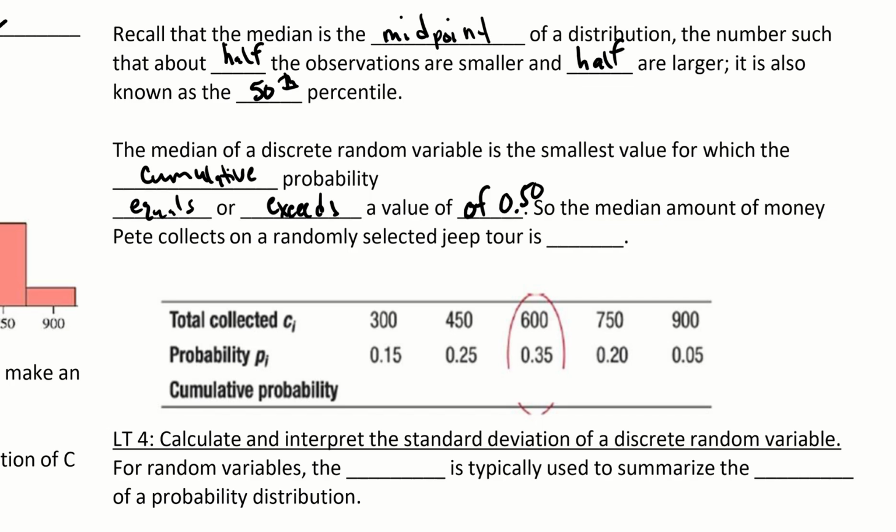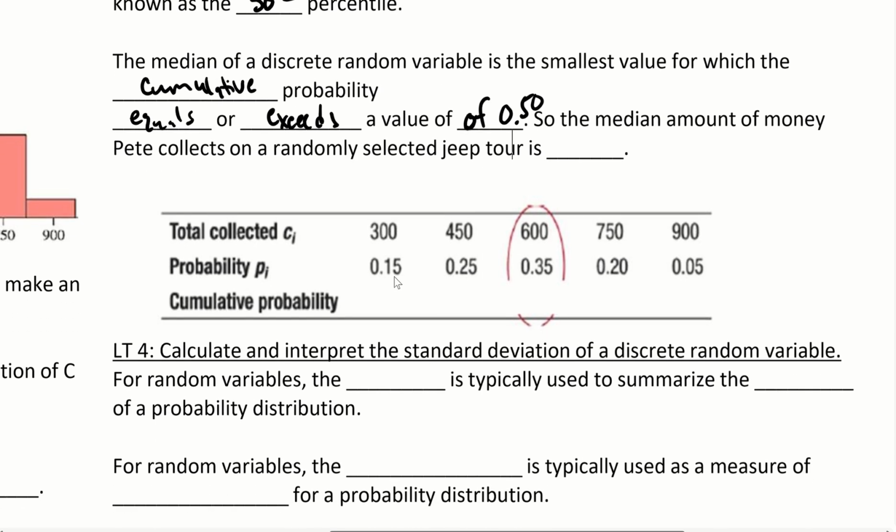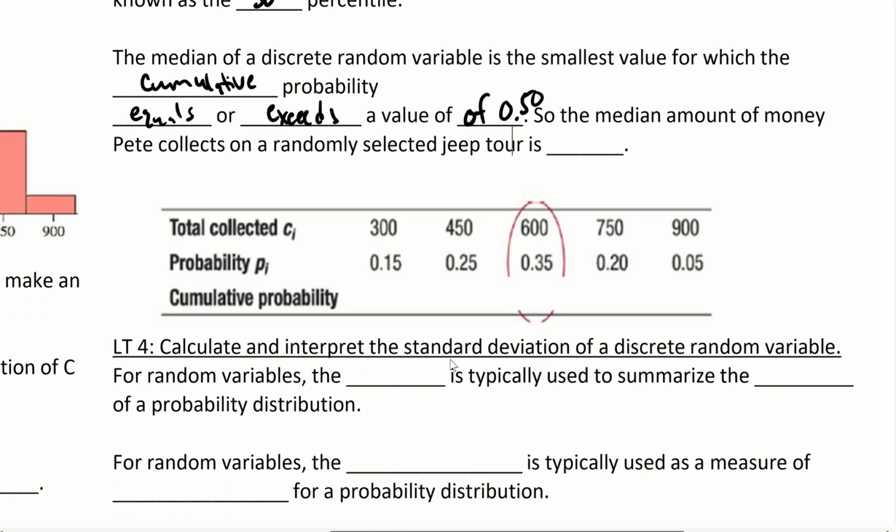So the median amount of money in this example, let's calculate that. What's going to be the median for the Jeep's Tours example? Well, remember, this is the money he made, and this is the probability, right? So we're going to add the probabilities as we go. Here there's really nothing to add, so let's just bring this down. That's going to be 0.15.